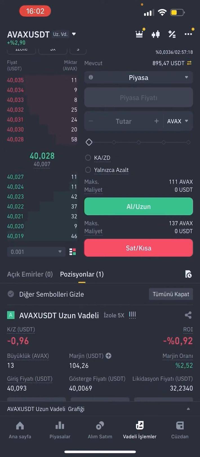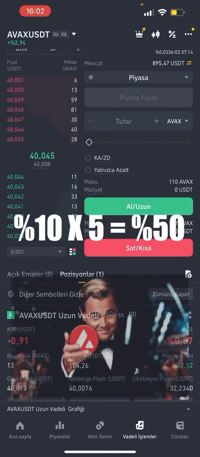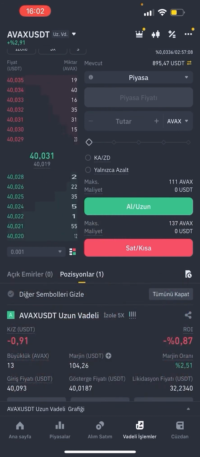That's a total profit of 50%. Since the size of the position was $100, I made a profit of $50. That means my total assets have increased to $150. That's the logic of leverage.